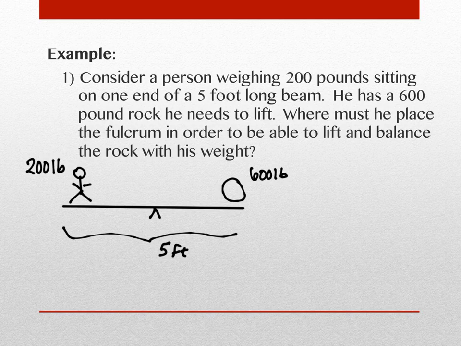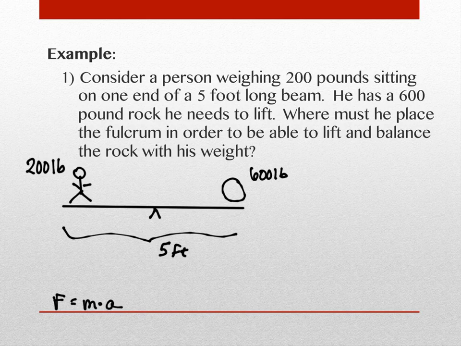Clearly, the 600-pound rock and the 200-pound man are not balanced if the center is exactly in the middle, right? That wouldn't work. So it's got to be closer to one side or the other to get the balance right, so that they're actually in balance with one another. Can you picture what I'm describing? Okay, good. So let me write it down here first.